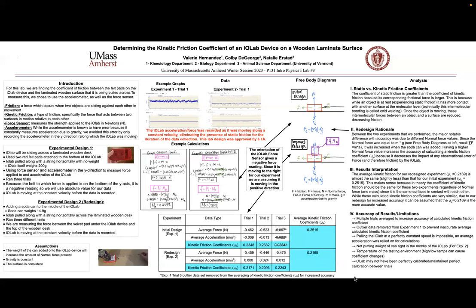There are some limitations to our experiment. We did do multiple trials in order to increase the accuracy. However, we only used 2 of the trial data for the initial design, and we did remove the outliers, as I said. Pulling the iOLab at a perfectly constant speed is a bit difficult. An average acceleration was relied on for the calculations, as I mentioned. The weight of the can might not have been exactly in the middle of the iOLab, which could have had a little bit of an effect. The temperature of the testing environment can cause coefficient changes, but should have been consistent between the 2 designs. The iOLab might not have been perfectly calibrated or maintained perfectly between the trials, which could have caused potential error.